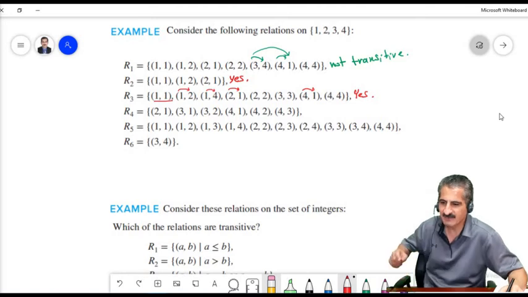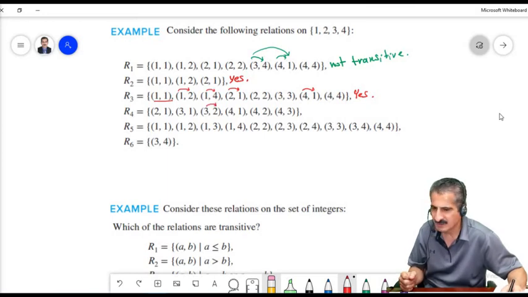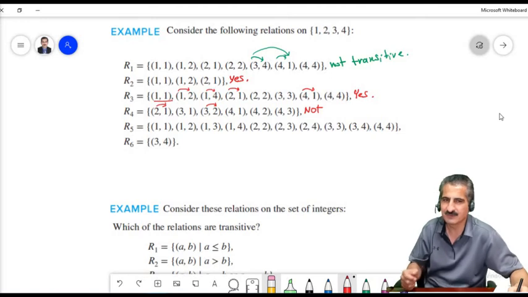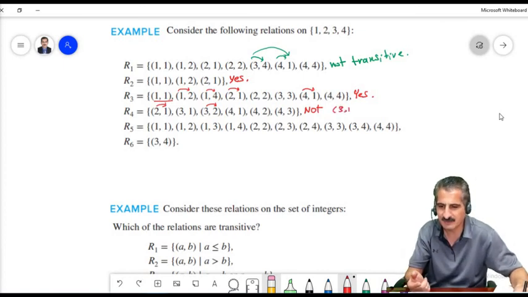So do we have first coordinate to second and then second going somewhere? 2 to 1. Okay, we have no 1 to go. 3 to 1. We have 3 to 2. Okay, we have 3 to 2 and 2 to 1. So we must have 3 to 1 if we want to be transitive. But if 3 to 1 is not there, then this is not transitive. So 3 goes to 2, 2 goes to 1, so we must have 3 going to 1. We don't have that. It does not belong to R4.